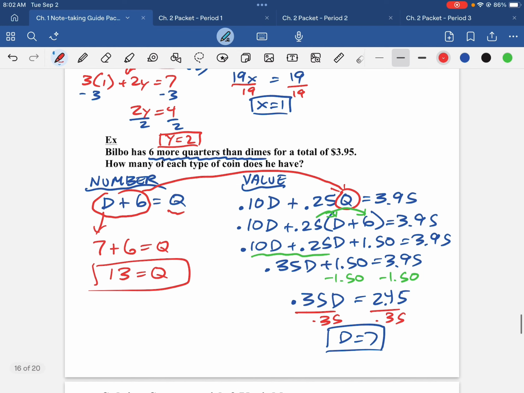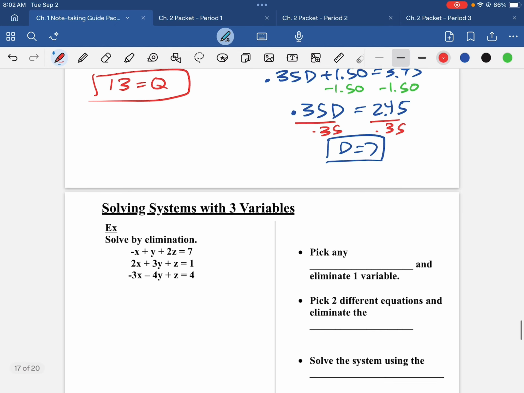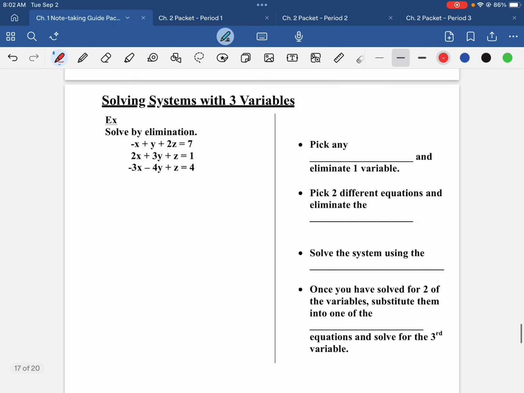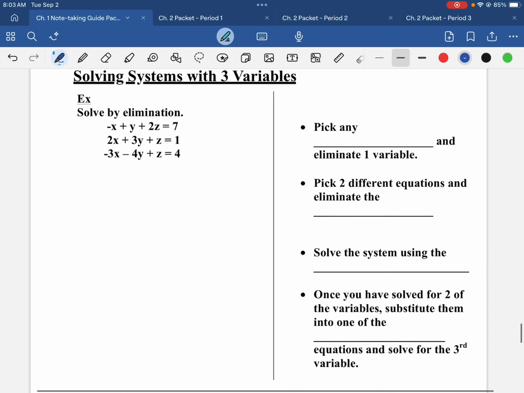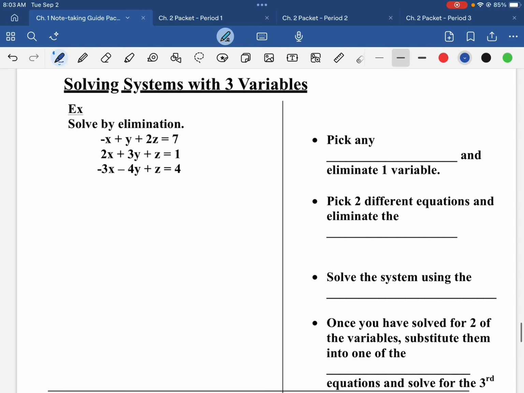Okay. All right, and now we get to the good stuff, solving systems with 3 variables. Okay, we got 3 variables here and 3 equations. You can do this with substitution. I'm going to use elimination. So the first thing I do, and this isn't a bullet point, but I would just label all 3 equations. So I'm going to label these equations A, B, and C, just to keep track of things.